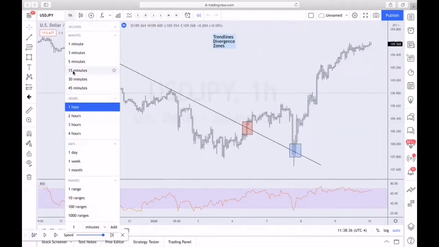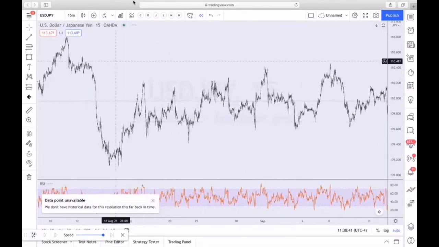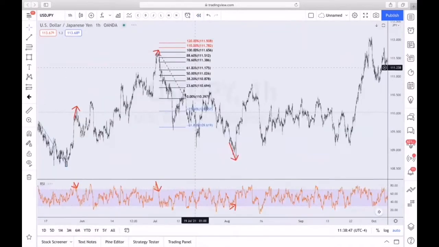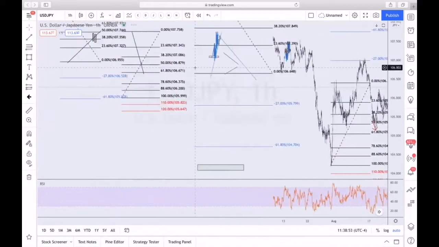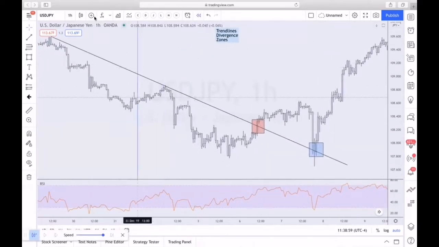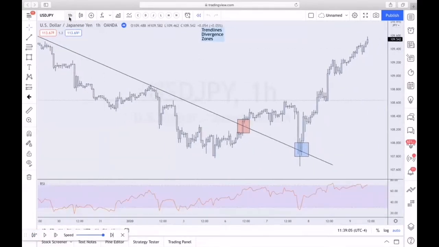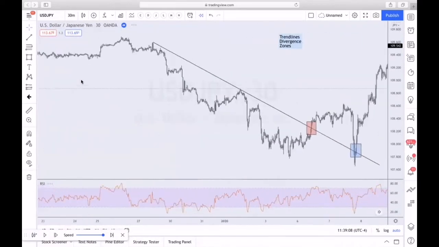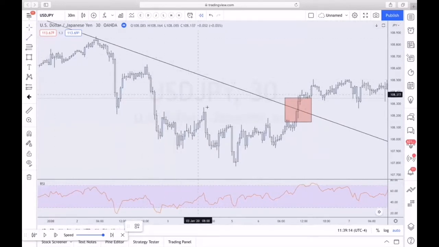If I go here, remember, just like assignment number 2, where we had the structure of the market. Hold on, let me go back to our higher time frame. Nope, that wasn't it. All right, here. Let's go to our 30-minute. Okay, so if I look at this structure here, I see that we have a trend that was broken and retested again.